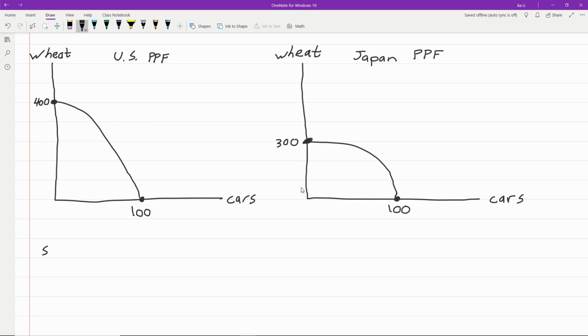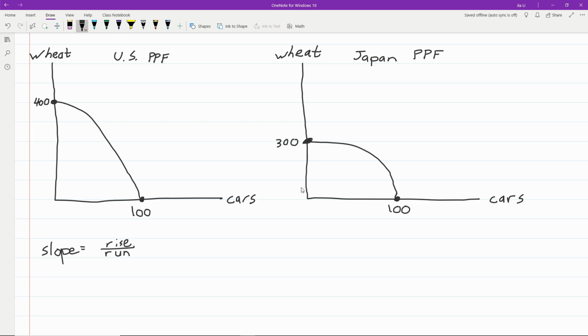Because again, slope is rise over run, right? And as we can see here, going from this point on the y-axis to this point on the x-axis, there's a rise of 400 and a run of 100 for the United States. And for Japan, there's a rise of only 300, but there's still a run of 100. So 400 divided by 100, that's 4. 300 divided by 100, that is 3, right? So hopefully then it makes sense.